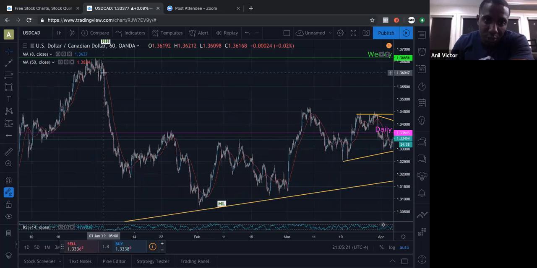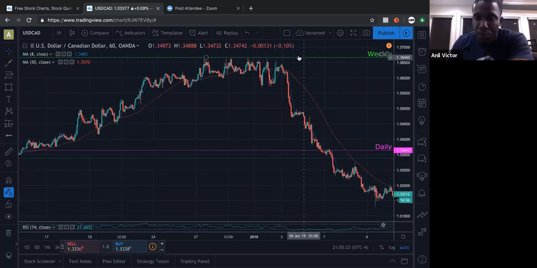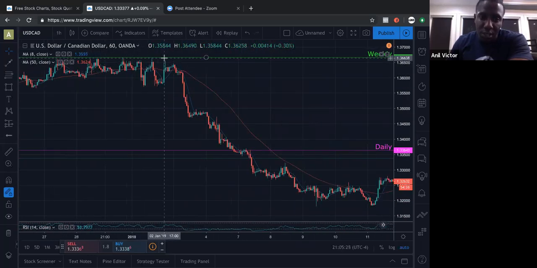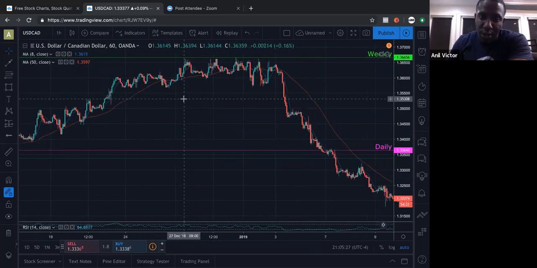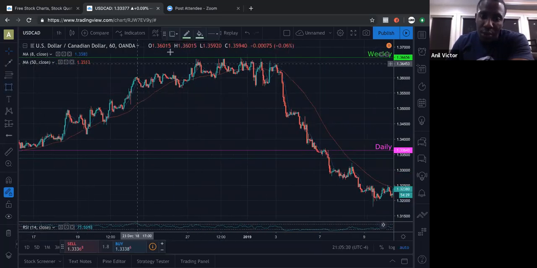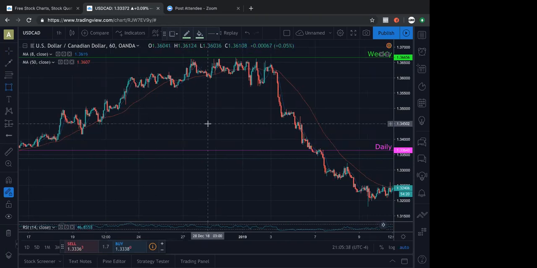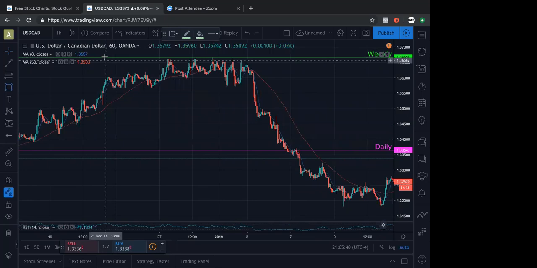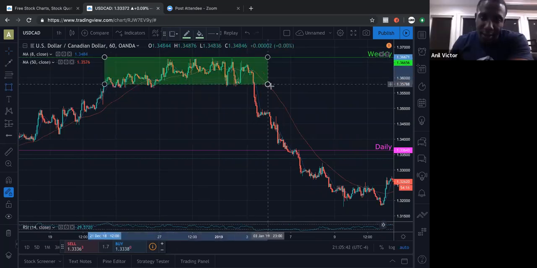Like someone who would have taken a trade somewhere up here at this weekly resistance level. And why would someone take a trade here? Can anyone answer that real quick? Why would someone want to take a sell trade at this weekly resistance level? Because price is struggling to break that over there. Exactly. It has consolidated right here in this zone.